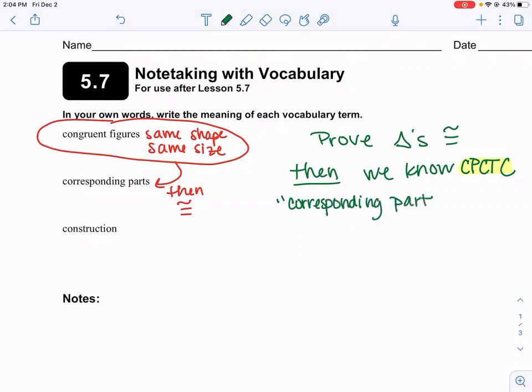Corresponding parts of congruent triangles are congruent. Now you have this written down already on your reference sheet, but if you need it, there it is. CPCTC stands for corresponding parts of congruent triangles are congruent.